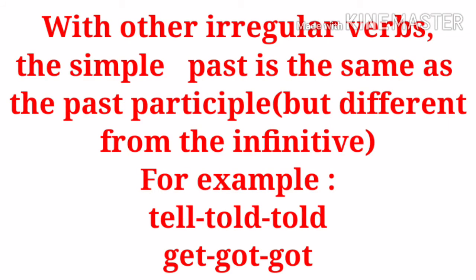Let's have some more information about irregular verbs. With other irregular verbs, the simple past is the same as the past participle, but different from the infinitive. It means here, the simple past form as well as the past participle form is the same, but the root form of the verb, the infinitive form, is different from the simple past form and the past participle form. For example, tell, told, told. Get, got, got. As we have seen in these two examples, the infinitive form is different and the simple past form and past participle form are the same.